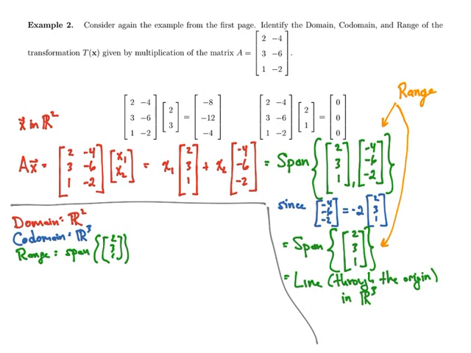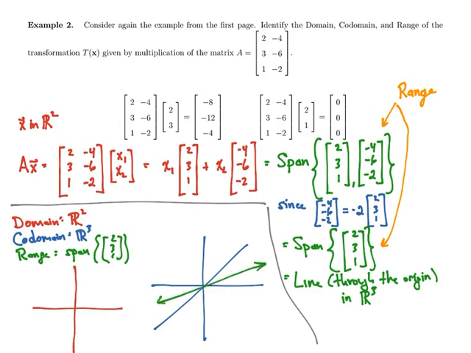So you could think about that we have our domain, R2, and then our codomain is all of R3, and then our range is a line that goes through the origin. And we are taking a vector x, and it's being mapped to a different vector in R3. T of x, in this case, is the same thing, Ax.